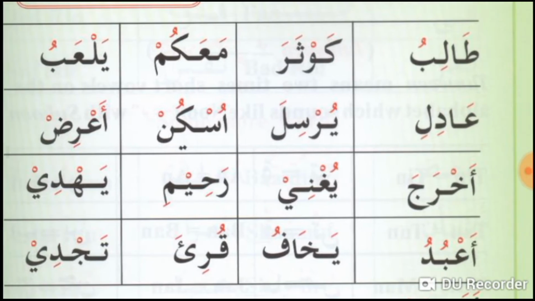Alif dama u, sin sukun. Kaf dama ku, nun sukun. Uskun. Correct. Ra fata ra, ha kasra hi, ya sukun, mim kasra mi. Rahim. Rahimi. Correct.